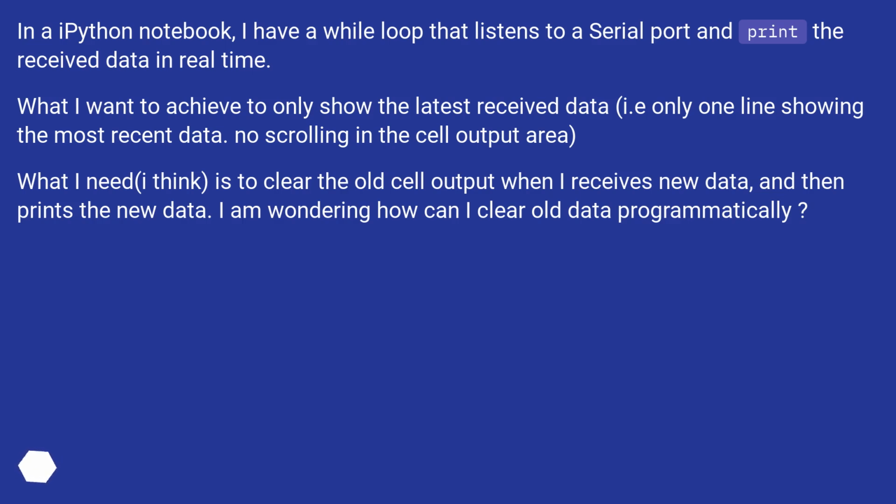No scrolling in the cell output area. What I need, I think, is to clear the old cell output when I receive new data, and then print the new data. I am wondering how I can clear old data programmatically.